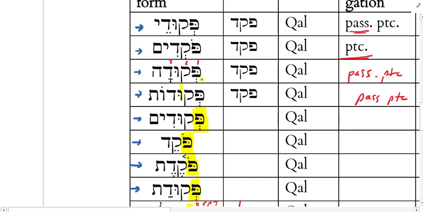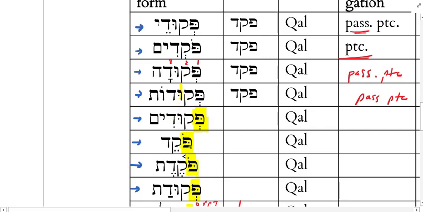All right? Pukuda. How do I translate that? Depends on whether it's active or passive. What is it? Passive. It's passive, so it's appointed. Good. Pukudot. Passive, so it's appointed. Pukudim. What is it? Translate it. Appointed, because it's passive. It's got the shurik, right?